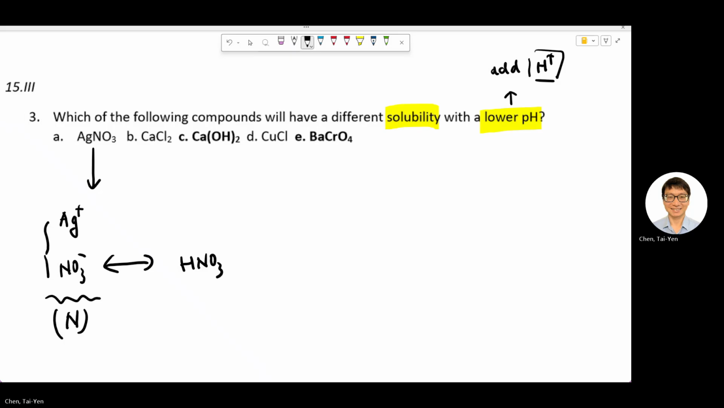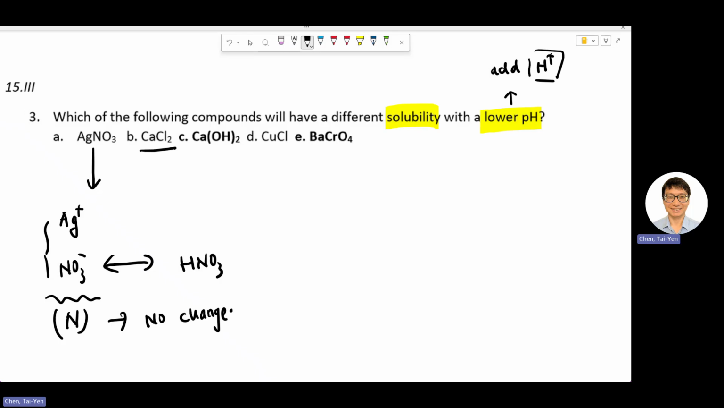neutral, right? Since the anion is neutral, that means it is not sensitive to all this H plus or OH minus change. It's not going to be sensitive to the pH value. Therefore, the solubility will not change. So this is how you know whether it's going to increase or decrease. So for this one, we know no change.